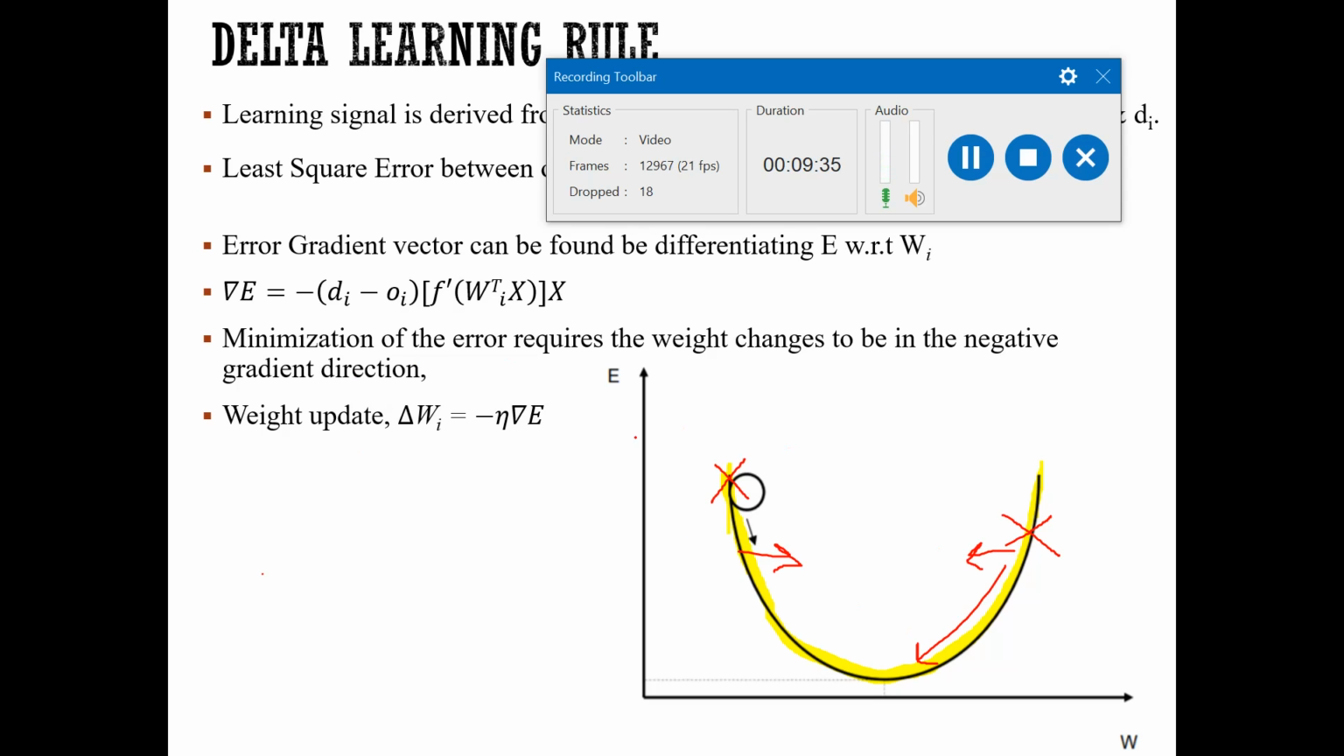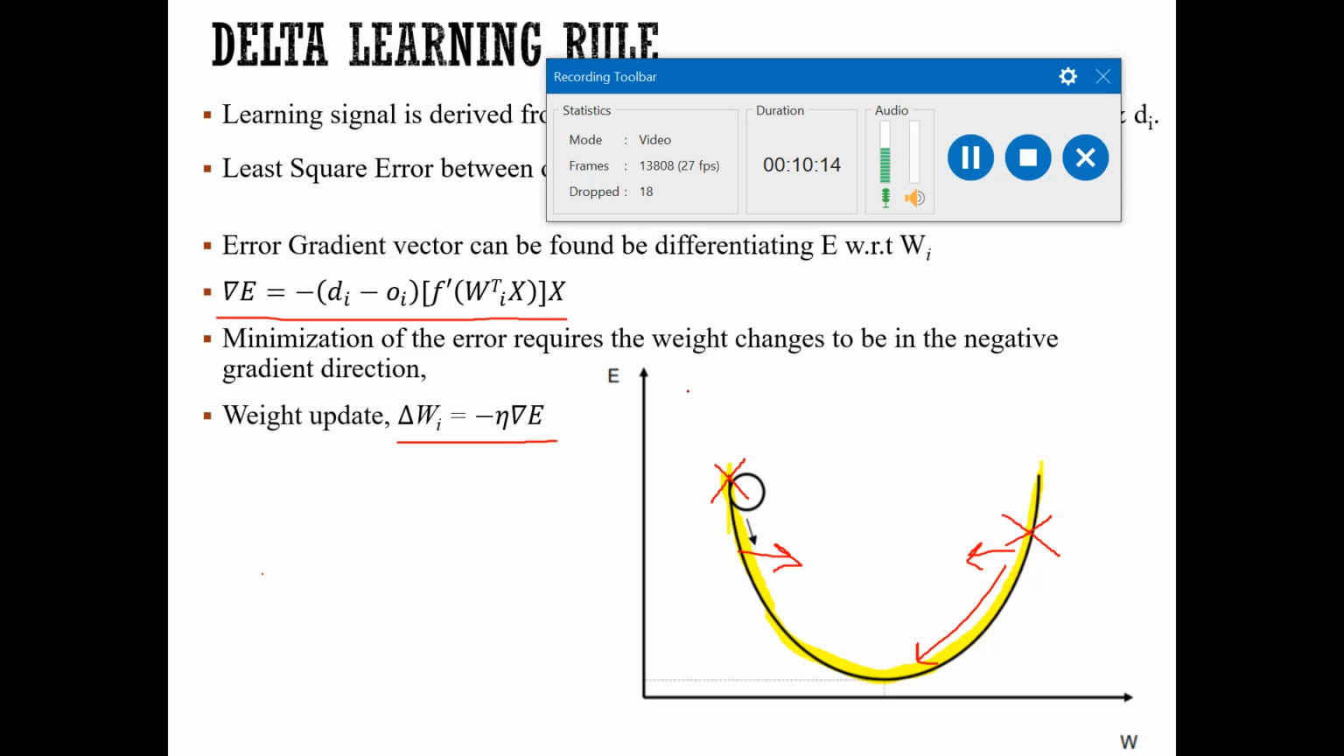So the weight update equation is given as delta wi is equal to minus eta times del E. Now what is del E? Del E is nothing but the error gradient vector, which we have already found out, and we multiply it with a constant, that is eta. Eta is a positive constant, and there is a negative sign, such that wherever your weight may be, the weight should be updated such that the next weight will reduce the error gradient.